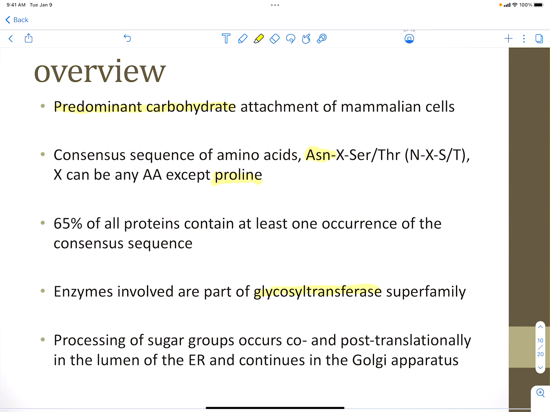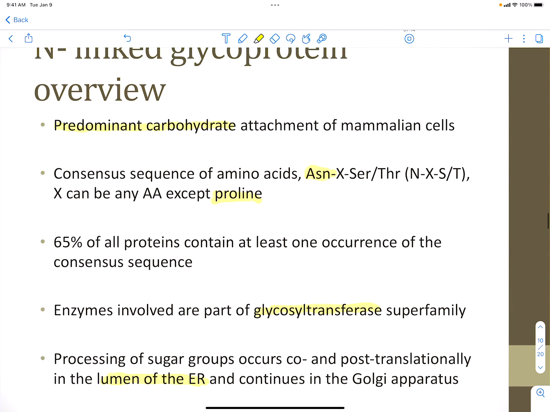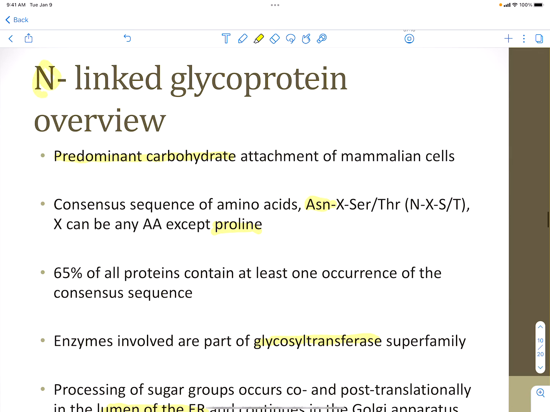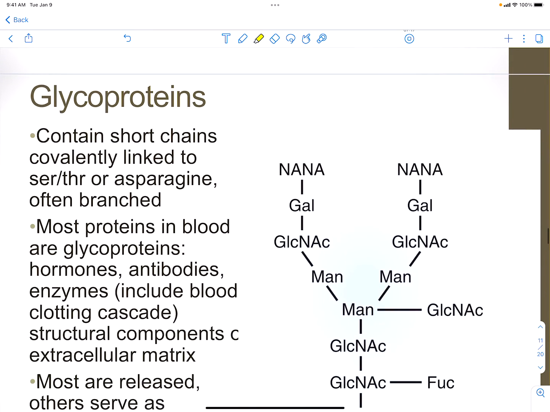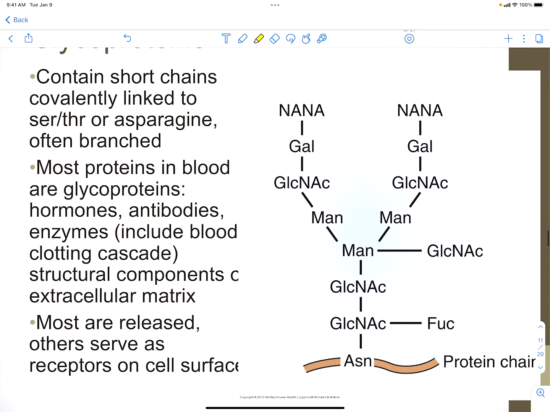And then this is going to occur in the lumen of the endoplasmic reticulum. And again, we're talking about N-linked for the nitrogen. Here is an example. So we have an asparagine residue here, and then we're adding a lot of different sugars to generate this branch for this particular protein. So this protein is now glycosylated.